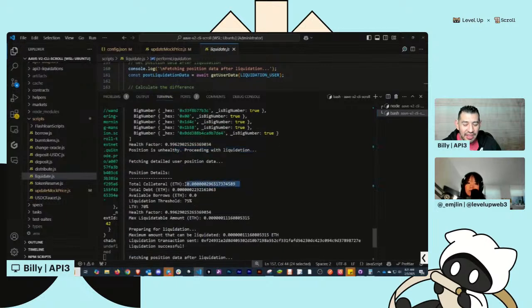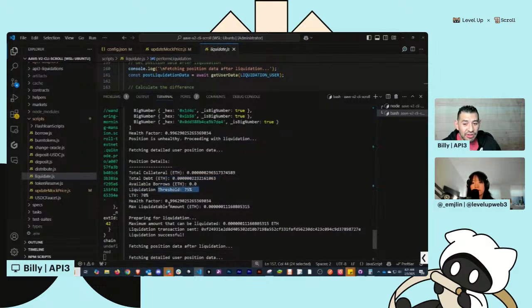So this is based on ETH. This is how much your collateral is. This is how much your debt is based on ETH. Available borrows, they've maxed out. Their liquidation threshold is 75%. Their loan to value for this single position was 70% based on that original formula. Their health factor, and then the max liquidable amount on here is what I can do in ETH, and then I convert that to USDC.